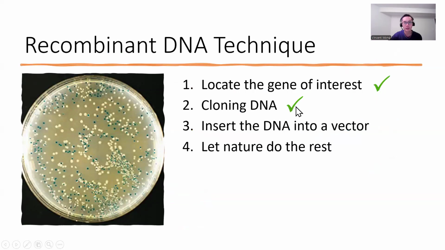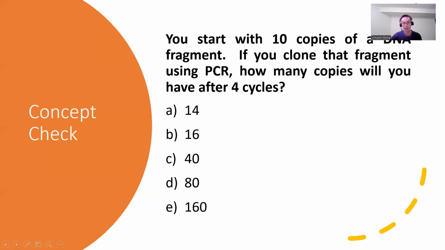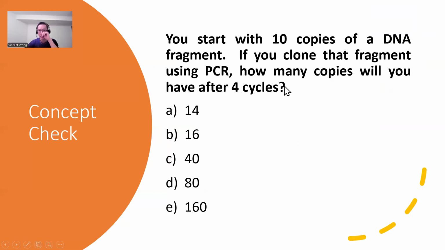All right, so we are done with the first 2 steps. I'm just gonna tell you about some random stuff, and then we'll be done. First of all, if you have 10 copies of DNA and you do 4 cycles, how many copies will you have afterwards? What do you guys think? Okay, good try. Anyone else?